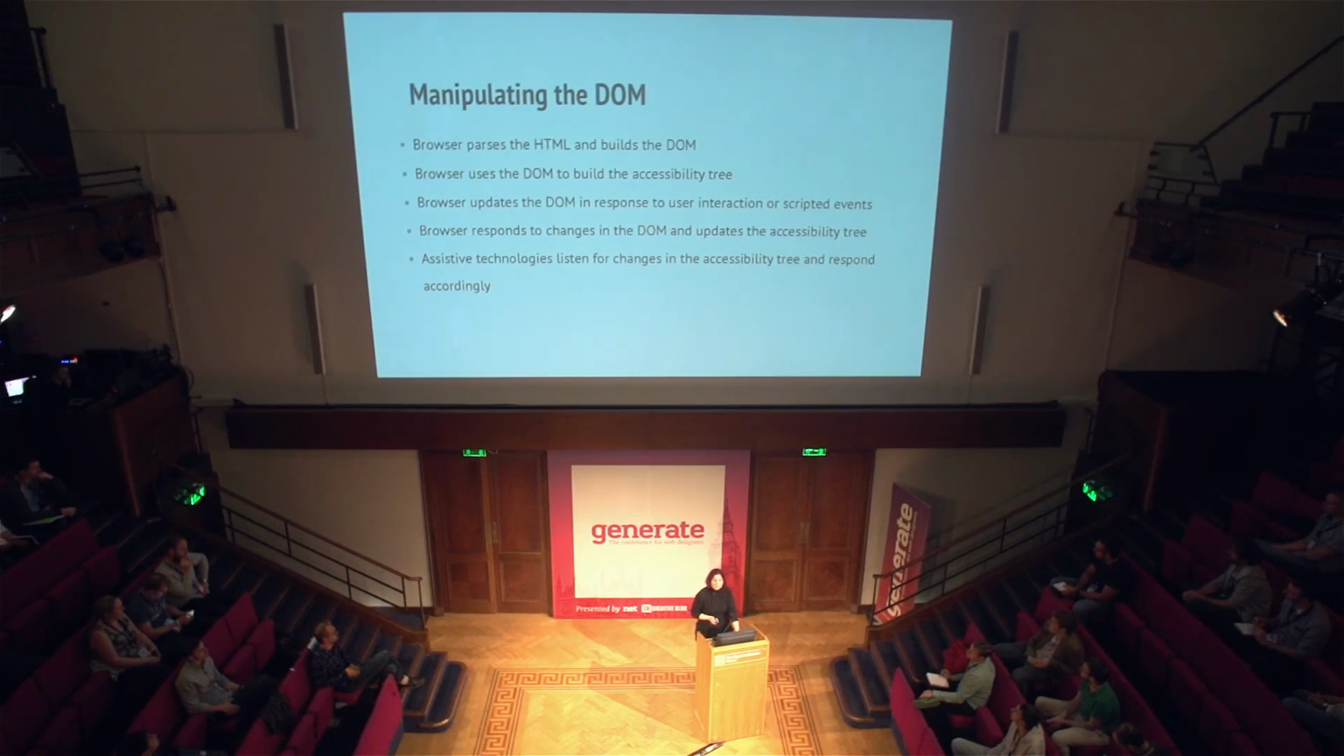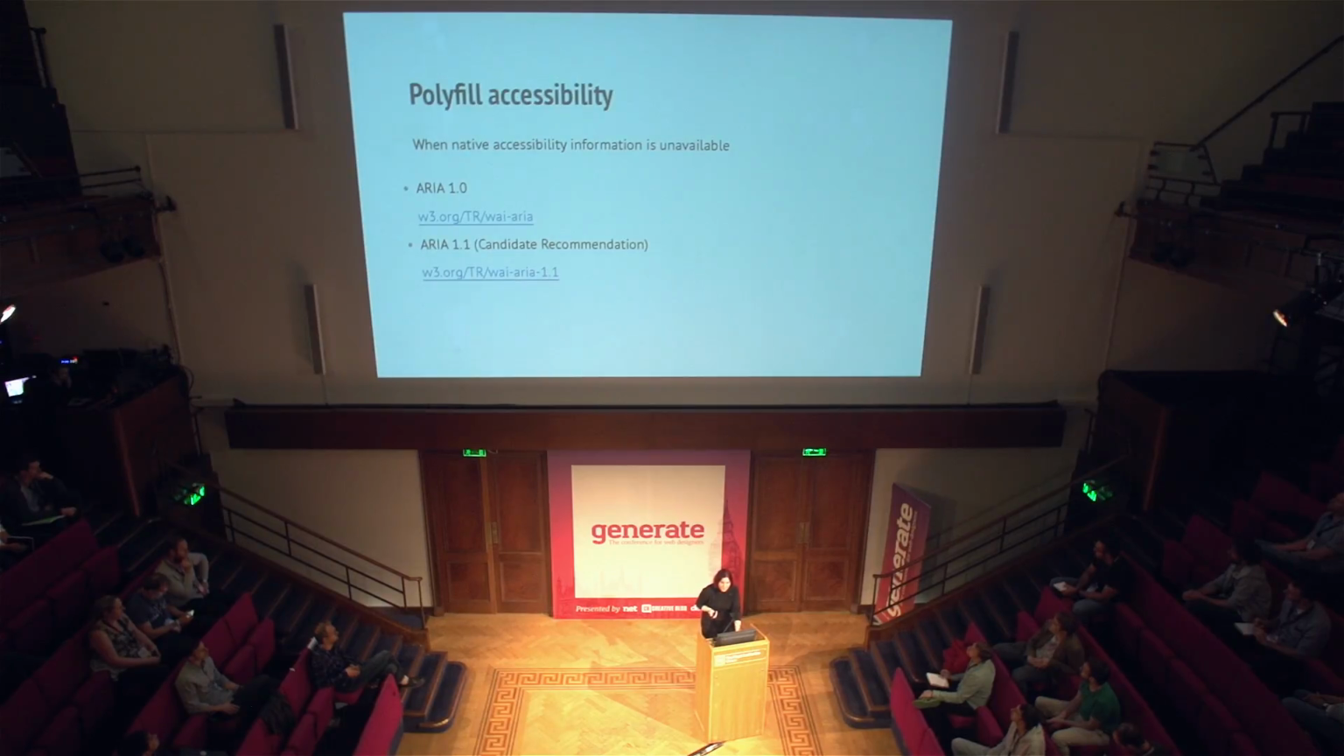If anything changes in the DOM because of user interaction or scripted interaction, the browser updates the accessibility tree. That fires a change event, essentially, that something like a screen reader can listen to, and it can go away and query the changed or updated information in order to let the user know what happens. So it's a pretty efficient ecosystem in many ways.